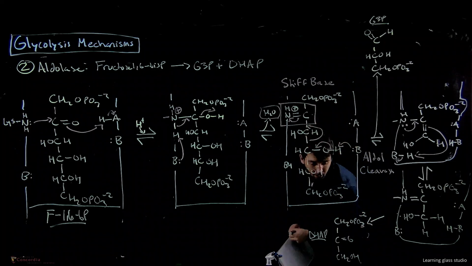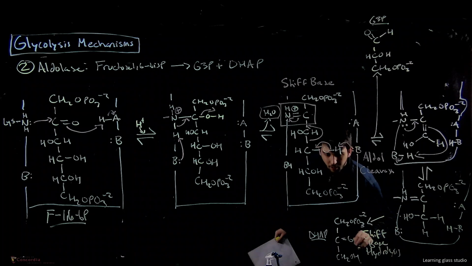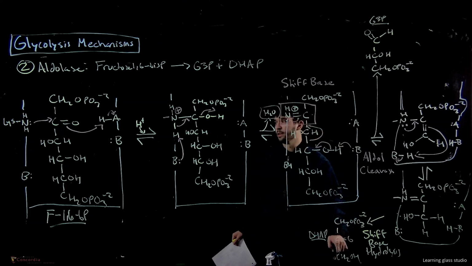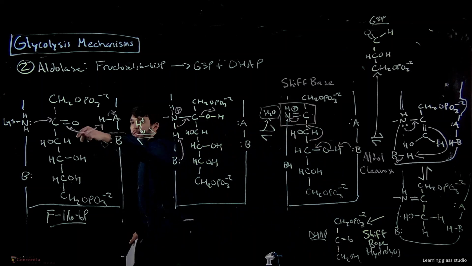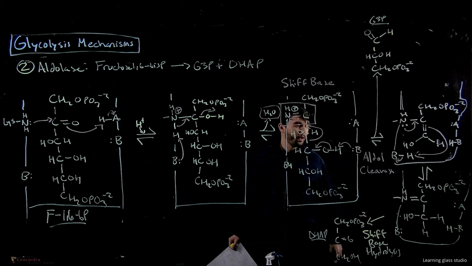This marker does not work. Schiff base hydrolysis. Okay, Schiff base hydrolysis. So a series of steps happens, and then this is removed, and what's left here on this carbon is a carbonyl. So notice how we start with the carbonyl on carbon 2, and the nitrogen attacks that. We end up with the carbonyl on carbon 2 as well after that cleavage, okay?